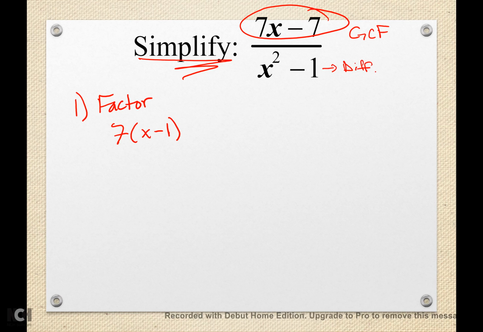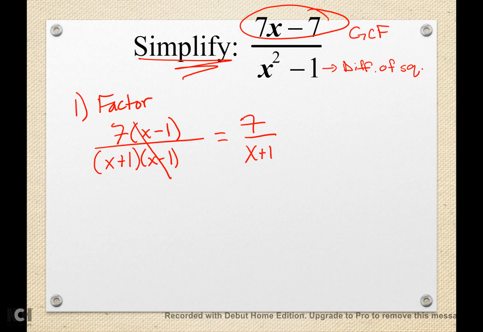It's two perfect squares, so it factors out to be x plus 1 times x minus 1. Check it out. We've got a common factor of x minus 1, so we can get rid of that, leaving us with 7 over x plus 1. Now, as I said in the previous slide, we have to say the things that x cannot be.